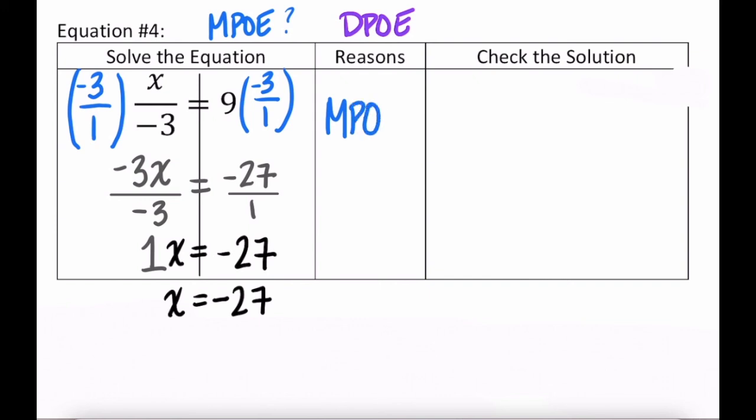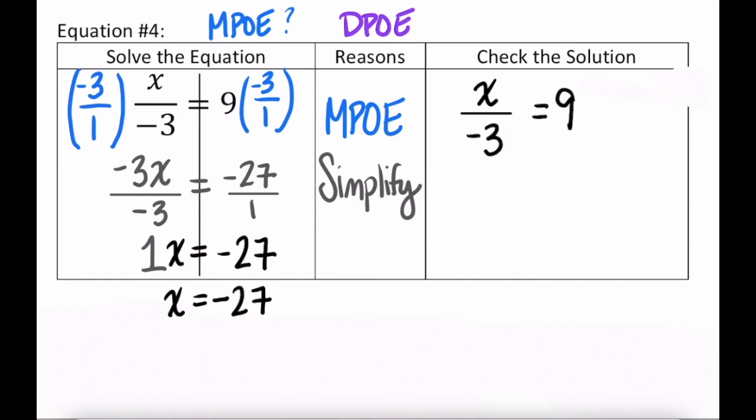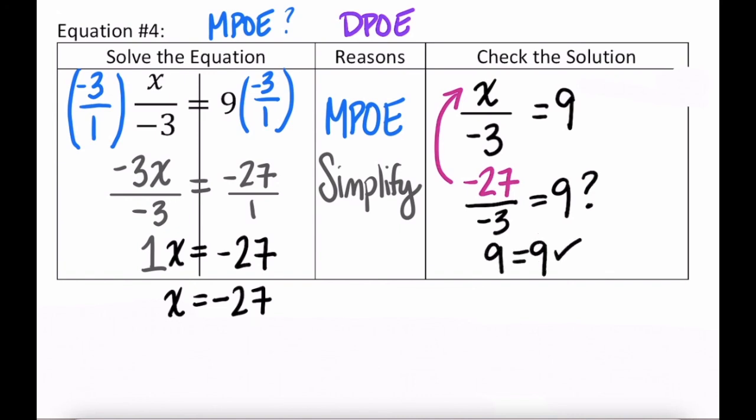So we used MPOE here, followed by doing the math, which is called simplifying. That's just what we did. But again, to be sure, we want to check our solution to see that we did all of our math correctly, because there's always a chance that we made a mistake. So let's go ahead and substitute in negative 27. And does negative 27 divided by negative 3 equal 9? Yes, it does. 9 equals 9. So that means that this equation is solved correctly, and negative 27 is the solution.